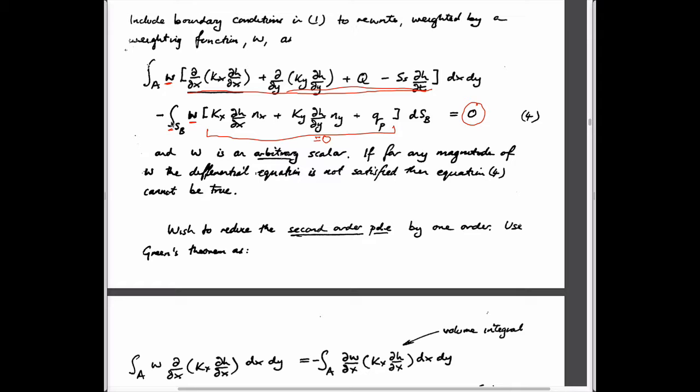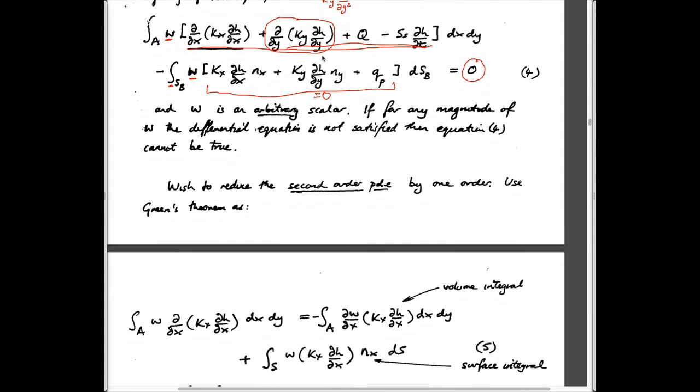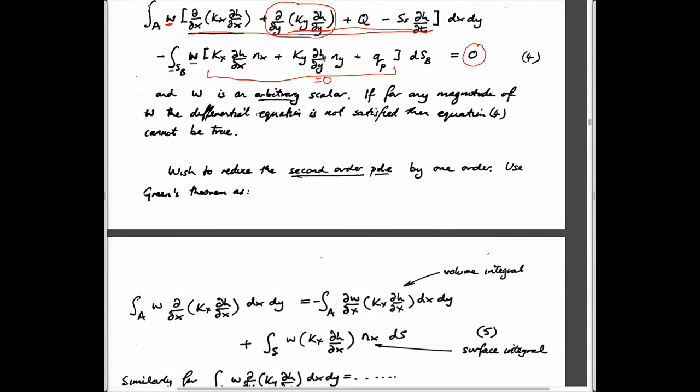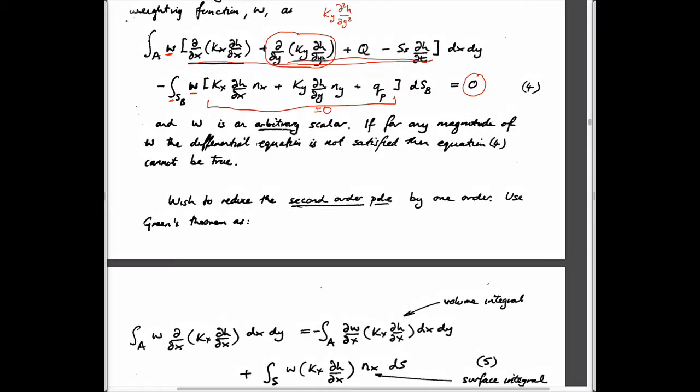We have a PDE which has a second order term in it. So this term here clearly is, if we wrote it out slightly differently, something like d2h dy squared. So it's definitely a second order PDE. And so what we can do is convert a second order PDE into two first order PDEs.